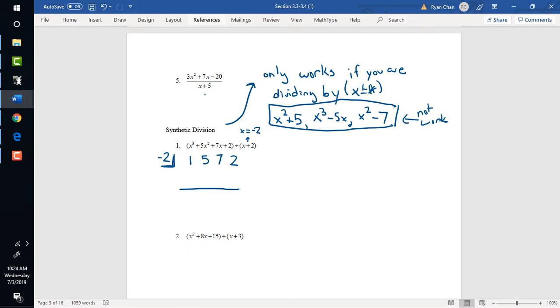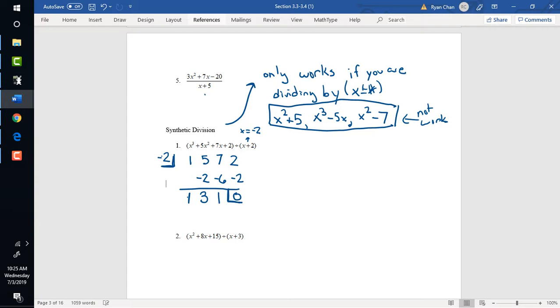So this is what I'm going to do now. I'm going to drop my 1 to the bottom, and I'm going to multiply it by the number inside my corner, which is -2. So 1 times -2 is -2. And then I combine this with the number on top. So I say 5 plus -2 is 3. Then I repeat the same thing over. So it drops down. I multiply. 3 times -2 is -6. And I repeat again. Then I combine. 7 plus -6 is 1. 1 times -2 is -2. And I have 0. Okay.